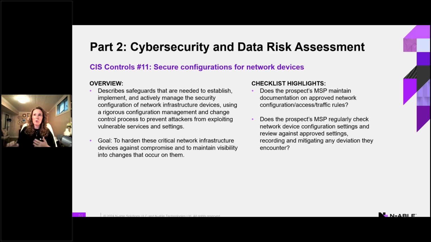And so again, the goal is to harden these critical network infrastructure devices against compromise, and to establish and maintain visibility into the changes that are occurring on them, whether those changes are made by legitimate administrators or maybe by an adversary. And just like back with control number 3, that talked about secure configurations for hardware and software, as delivered by manufacturers and resellers, the default configurations for network infrastructure devices like firewalls, routers, switches, they're geared more towards ease of deployment and ease of use, and not really security.